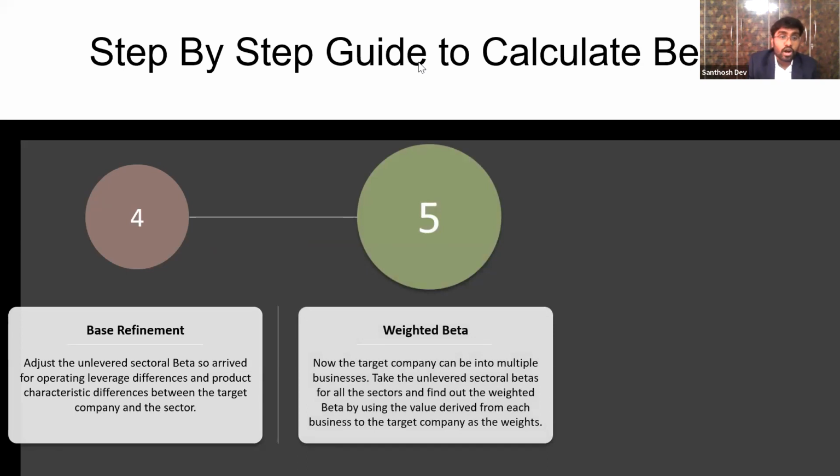Now, after you find the sectoral unlevered beta, you go around and find out what the weighted beta is. How do we do that? The target company can be in multiple businesses. Take the unlevered sectoral betas for all the sectors and find the weighted beta by using the value derived from each of the businesses to the target company.